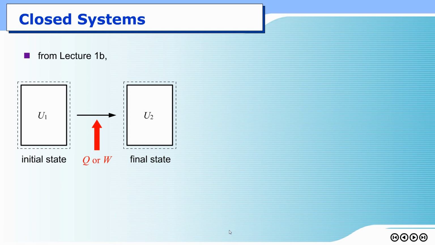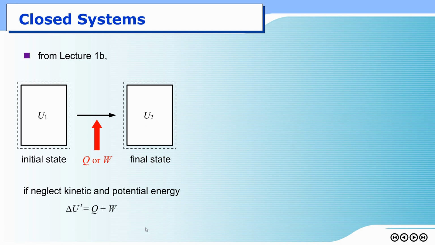Okay? So this is from lecture 1B. If we apply energy, either in terms of heat or work, into a closed system with internal energy U1, the system would change its state into the final state that has the internal energy of U2. Okay?